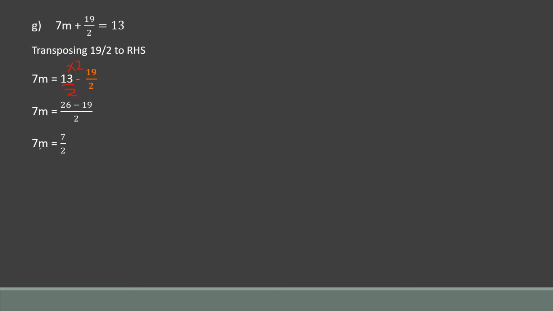Now here 7m is there. This 7 I am going to shift or transpose to the right hand side. It will become divide. So transposing 7 to the right hand side, it will become m is equal to 7 upon 2 divided by 7. Here again I have to do the inverse. The multiplicative inverse of 7 is 1 upon 7. So here I will write m is equal to 7 upon 2 into 1 upon 7. This 7 and this 7 will get cancelled. I will get only m is equal to 1 upon 2.